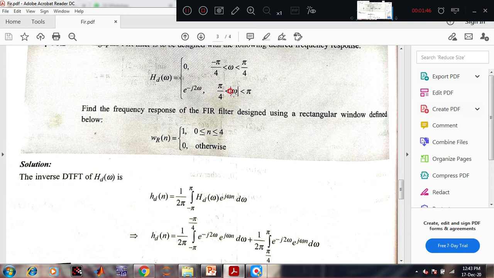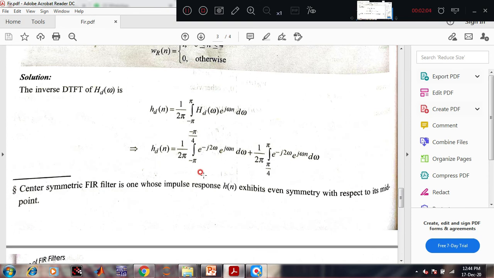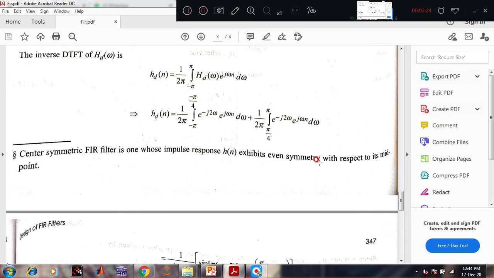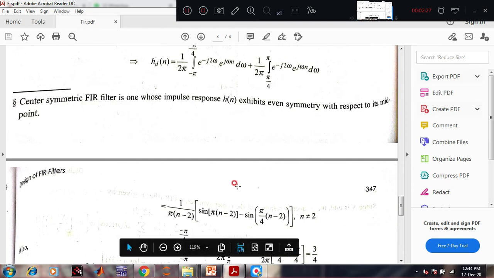It is mod omega, which means it has both positive frequency as well as negative frequency. The negative side is minus pi to minus pi by 4, and the positive side is pi by 4 to plus pi. So the integration is, for the minus side, 1 divided by 2 pi, minus pi to minus pi by 4 of e raised to minus j 2 omega into e raised to j omega n d omega, plus for positive frequency it is again 1 divided by 2 pi, pi by 4 to pi of e raised to minus j 2 omega e raised to j omega n d omega.